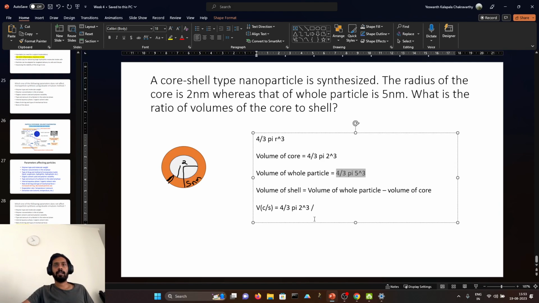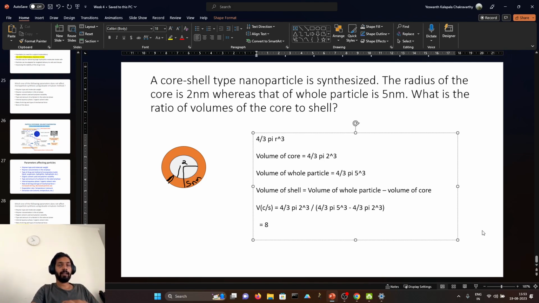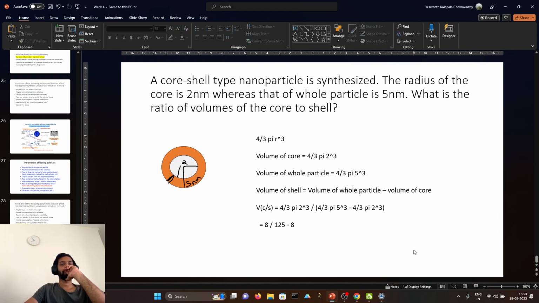So this is minus, right? Is that correct? So if you bring out 4 by 3 pi, you'll have 8 divided by 5 pi, is 25 pi is 125, minus 8. Is that correct? Yes. So that will be your ratio of volumes of core to the shell.